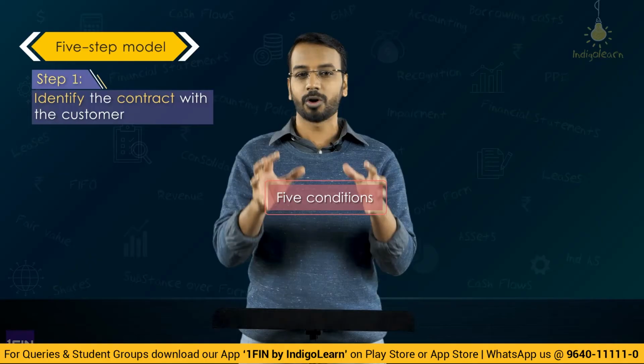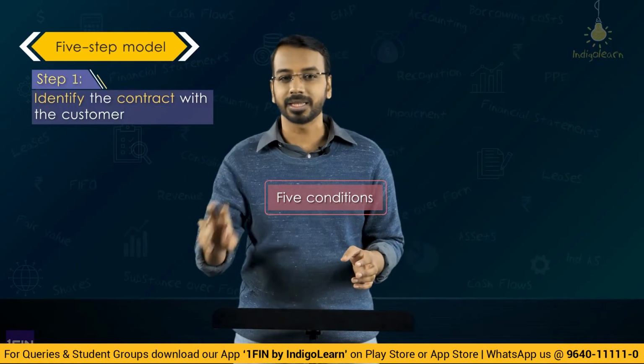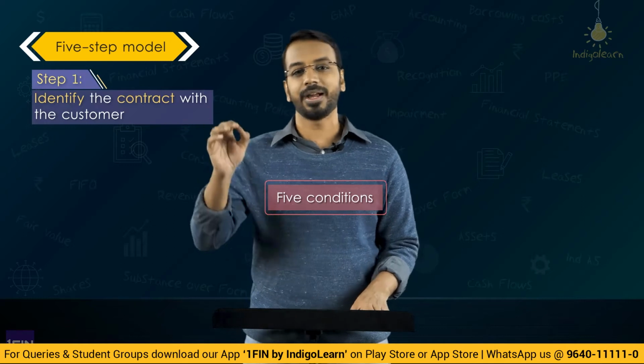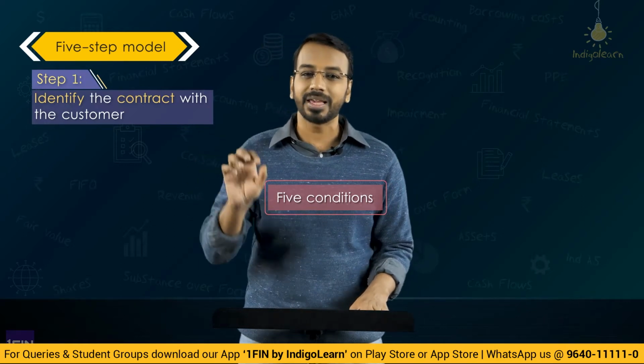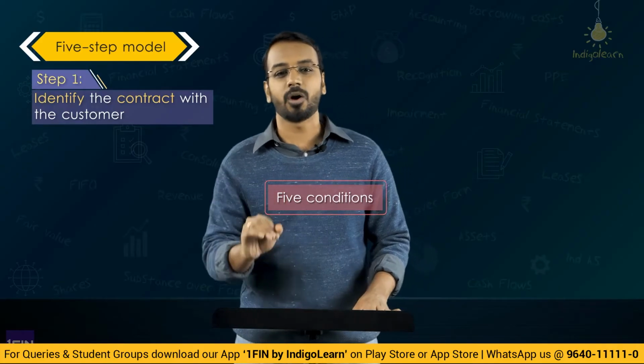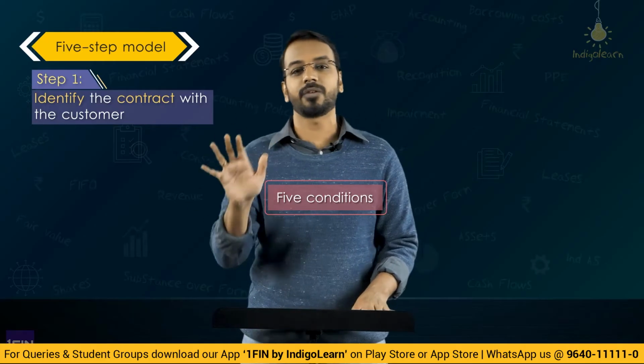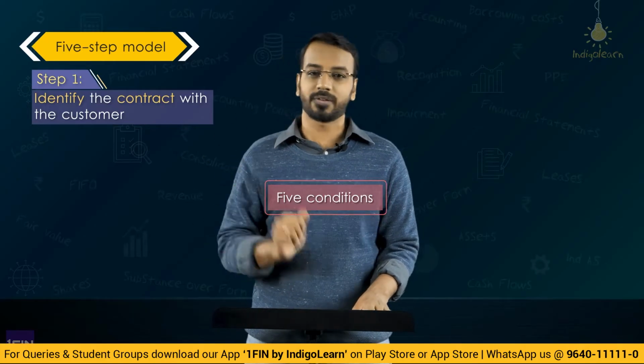So, to avoid confusion, what you need to understand is there is a 5-step model. The first step is identifying the contract. Under the first step of identifying the contract, there are 5 criteria which have to be met in order to recognize a contract under Ind AS 115. Those 5 criteria have to be met. What are those 5 criteria?